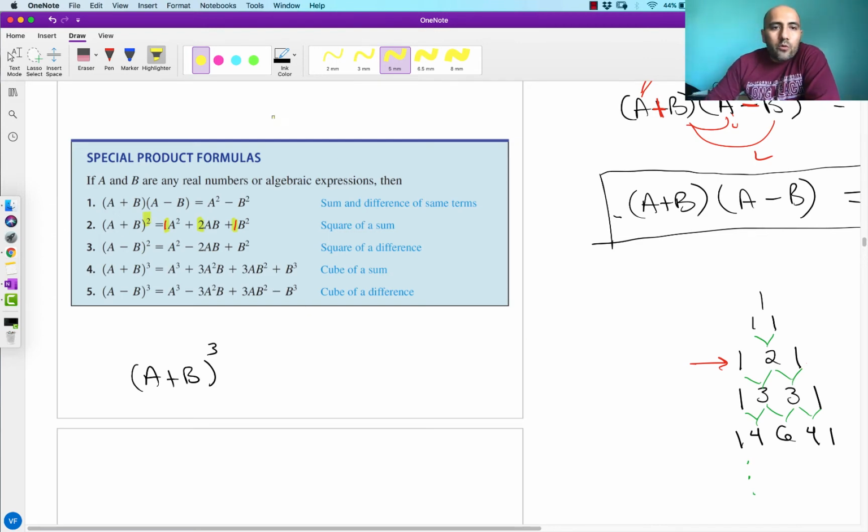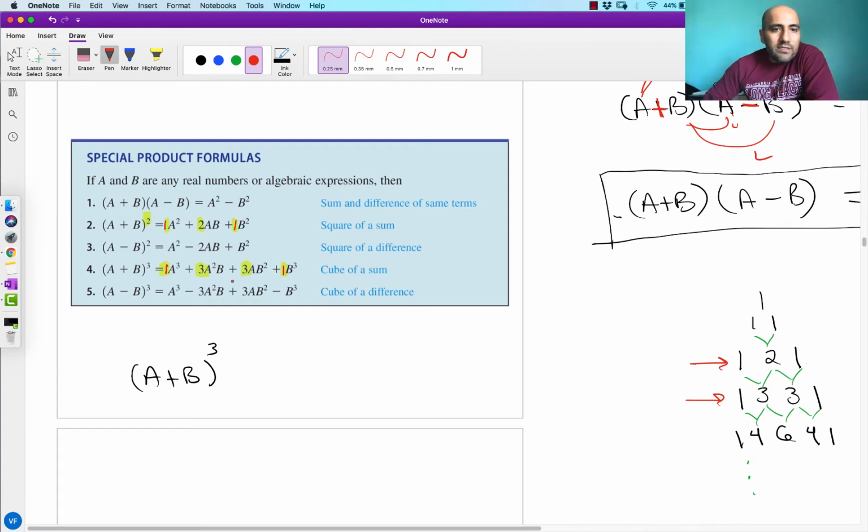When we have a binomial being cubed, we go to the next row. See, 1, 3, 3, 1. That's what these terms are going to be. We have this sort of invisible 1 right here, a 1, a 3, a 3, and a 1. And the numerical coefficients come from here.